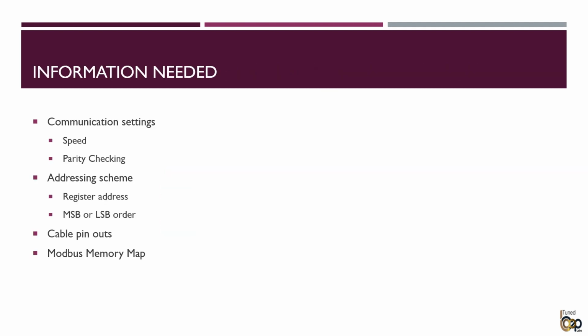Before we can begin the configuration, there are multiple details that we need to know so that the configuration is performed correctly. Information such as the communication settings of both devices must be known. The addressing scheme of the Modbus register is also information that we need to have available. The cable pinouts is going to be very important information, otherwise we will not be able to establish communication. The cable pinouts are usually found in each of the device's manuals, as well as the Modbus memory map of the device that we're trying to communicate with.